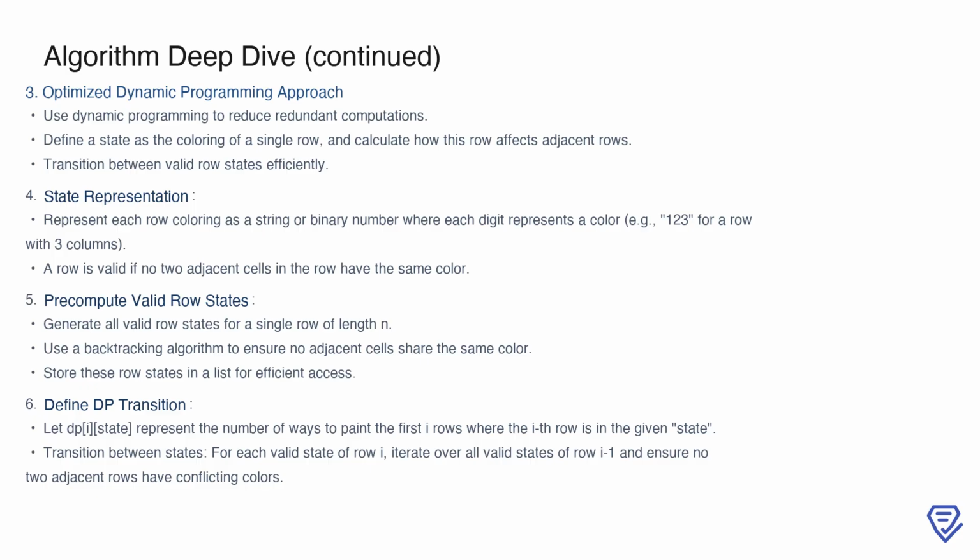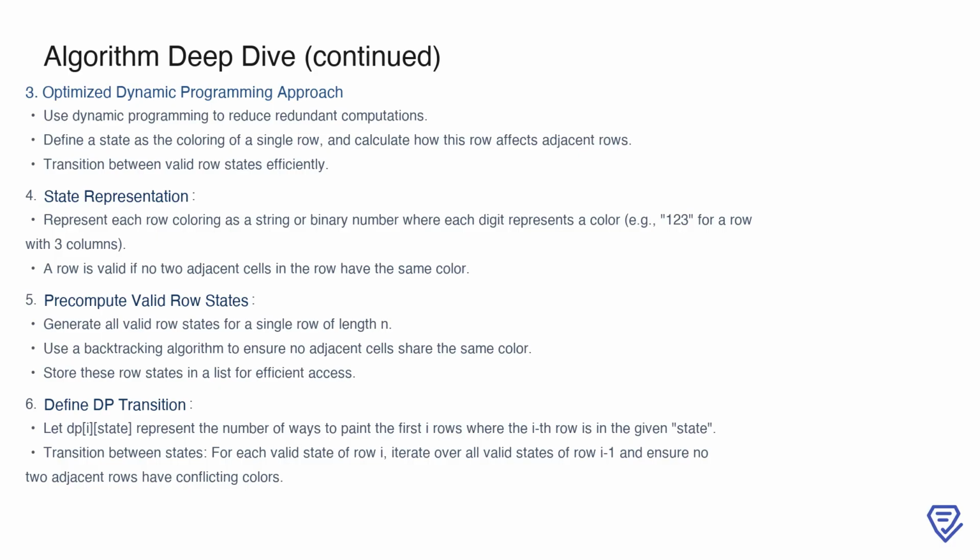To address the inefficiency of the brute force method, we turn to dynamic programming, which allows us to optimize the solution by avoiding redundant computations. The idea is to define a state based on the coloring of a single row and then calculate how this row interacts with adjacent rows. Transitioning between these valid row states efficiently is key to reducing complexity.